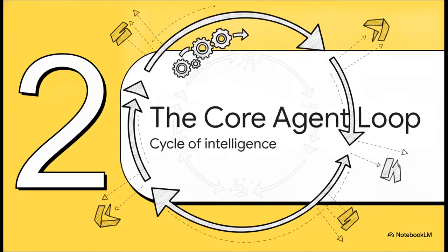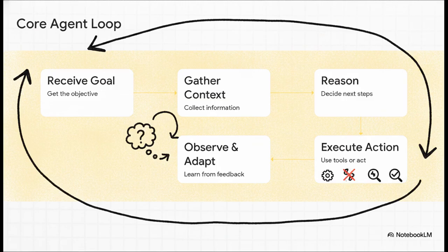To understand how that orchestration works, let's move to Section 2, the core agent loop. This is the operational cycle of intelligence. This loop brilliantly illustrates how reasoning is explicitly coupled with action. Step 1, receive the goal. Step 2, gather context. Step 3, reason. Step 4, execute action. And Step 5, observe and adapt. That last step, observe and adapt, is absolutely crucial. That is where true agency lives.